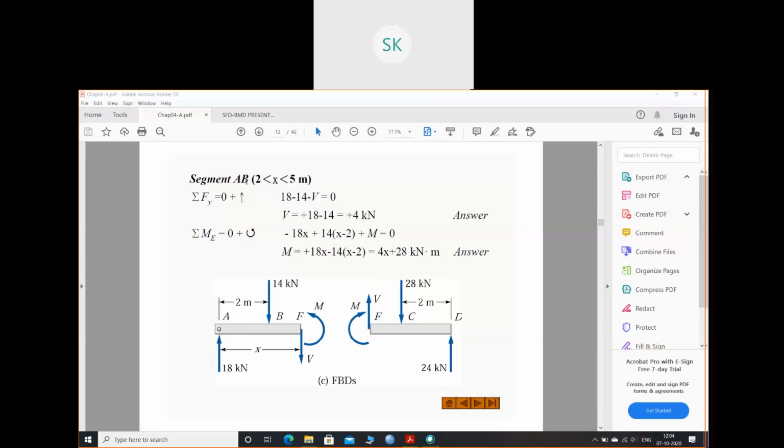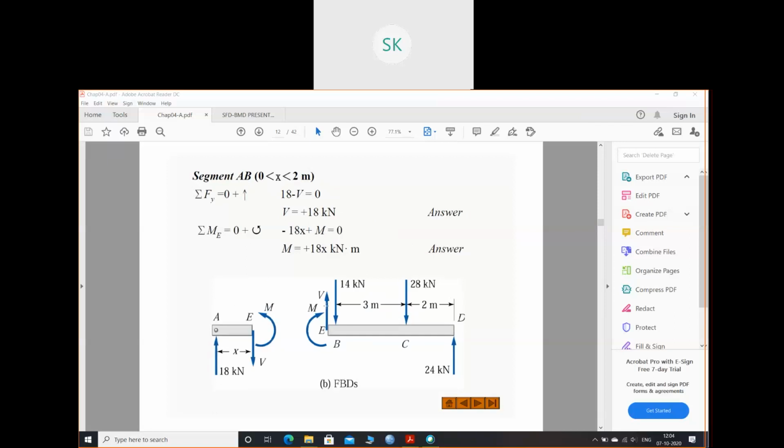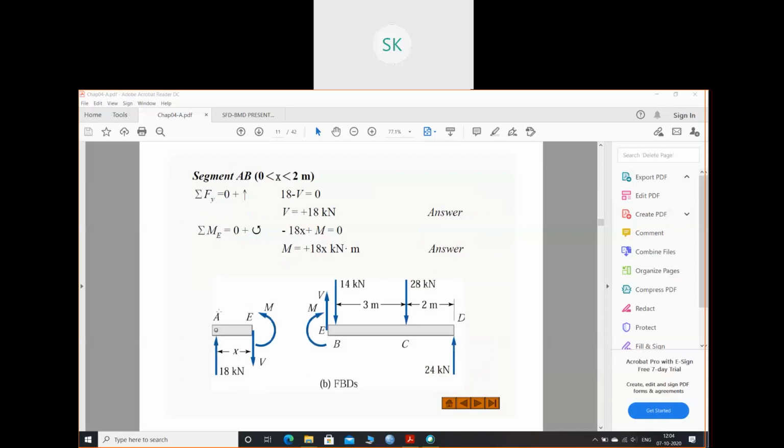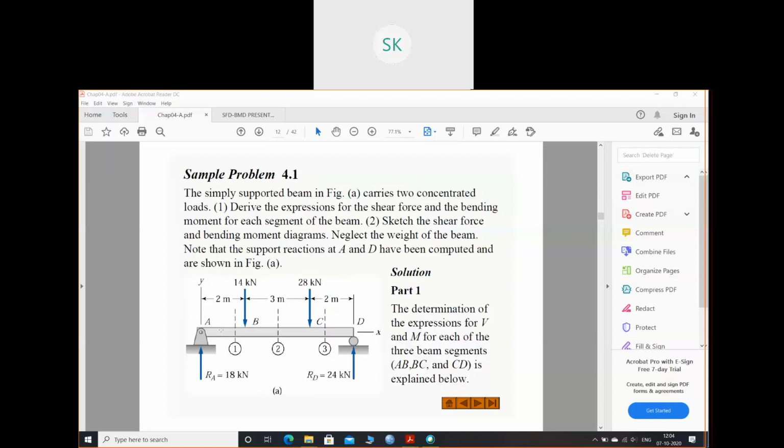Now we'll move to another section, 2 to 5. When you take from 2 to 5, from here to here, you are making a section at this point, right? So either you have to analyze the right side, or you have to analyze the left side. If you take the left side, it becomes easy. So I'm taking the left side of this section. Here also I'm taking the left side of the section, right? Next time I'll come to this section, and I'm taking the left part of the section.